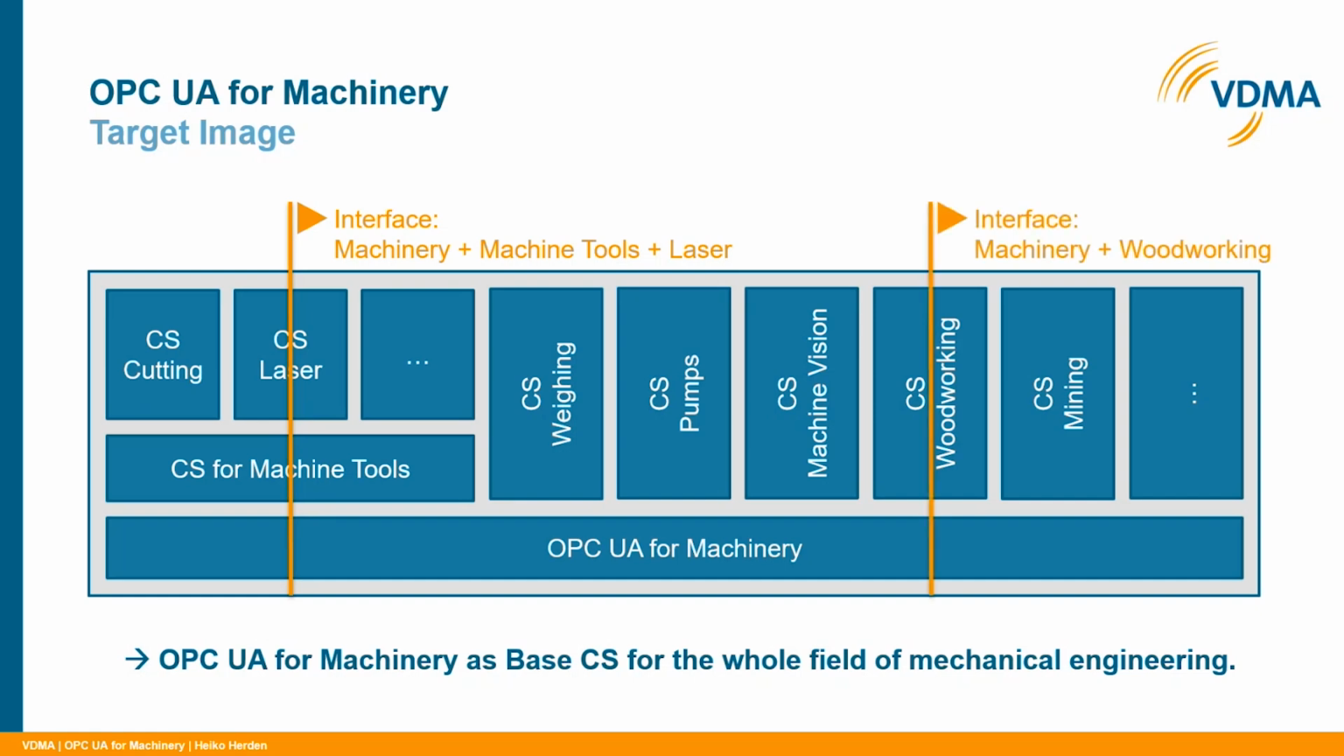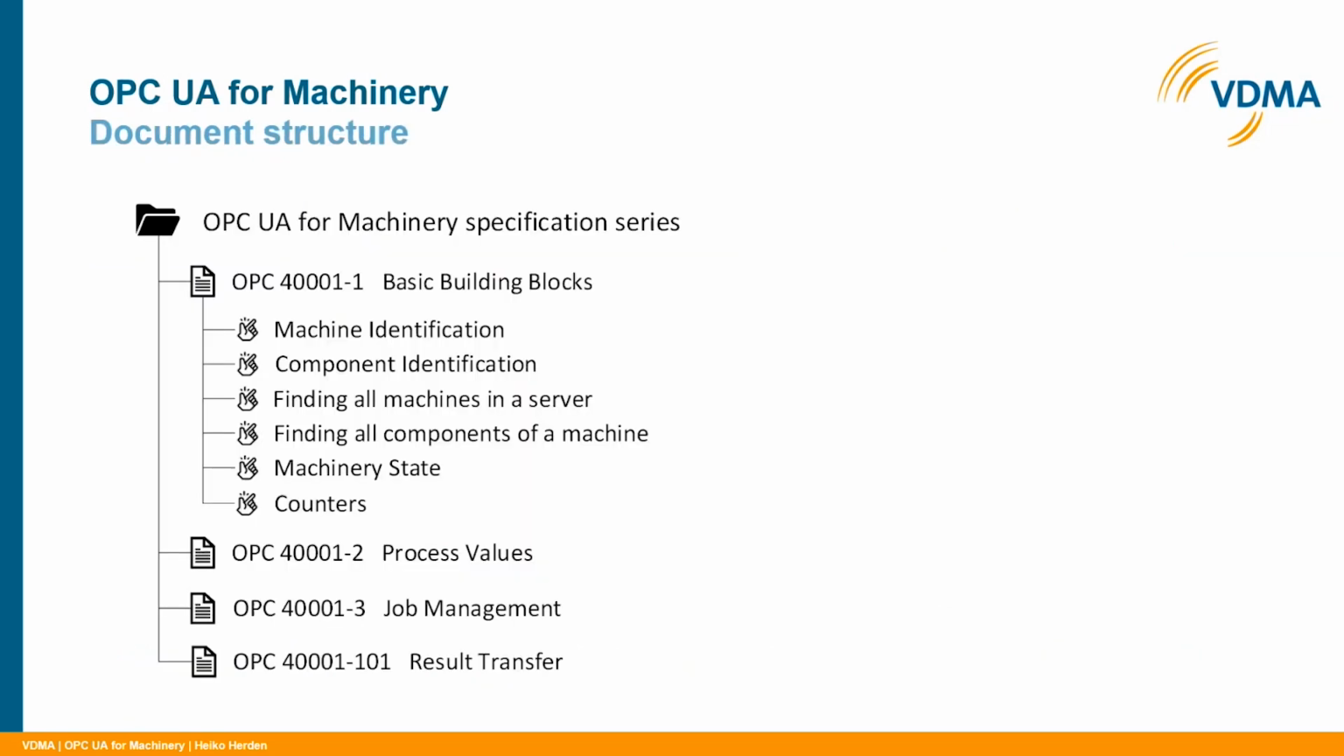If I take another look at an interface, for example, of a woodworking machine, I would have the combination of OPC UA for machinery and OPC UA for woodworking. And as a user, you just need to have the woodworking specification because the woodworking specification already uses OPC UA for machinery within. Now let's take a look at the document structure.